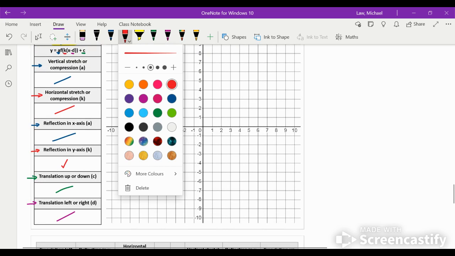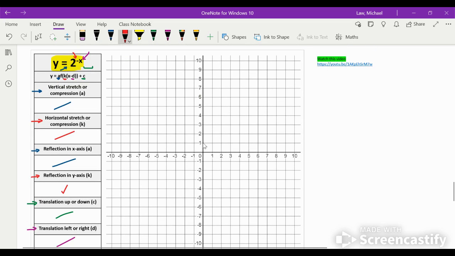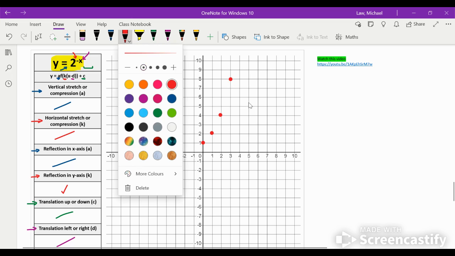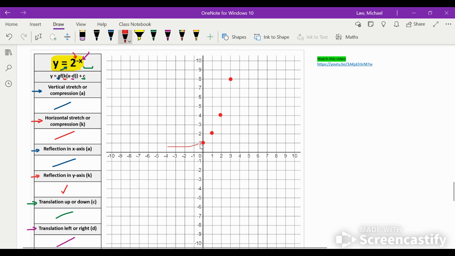So over here, we begin at (0, 1), (1, 2), (2, 4), (3, 8). You can keep going, but I'm just going to leave it like so. Let's connect these dots. So your exponential function should look something like that.